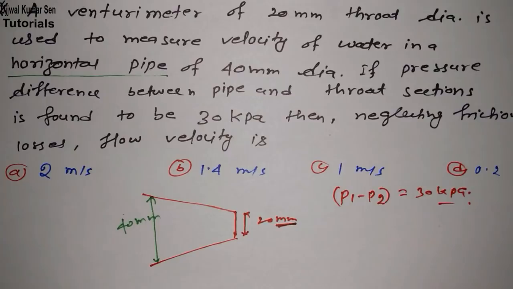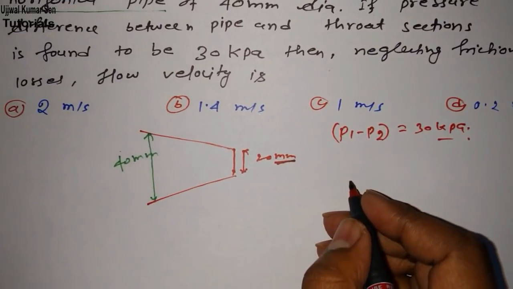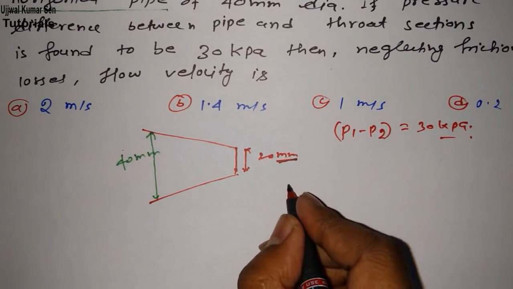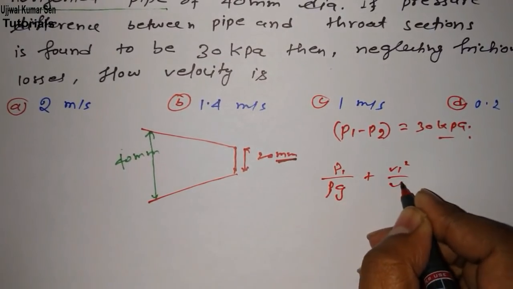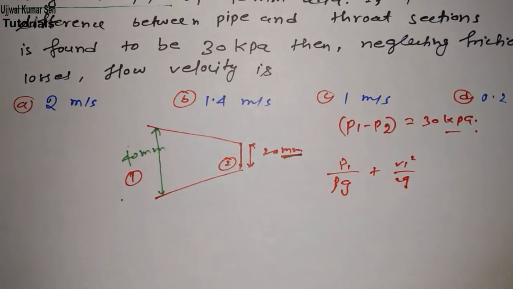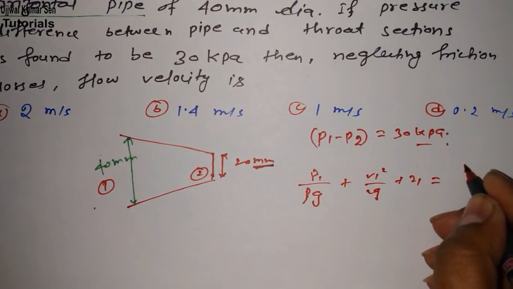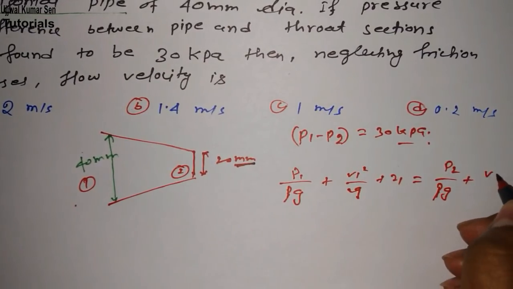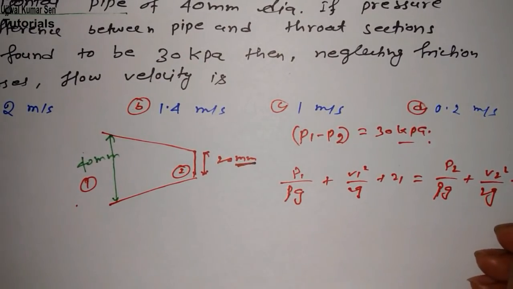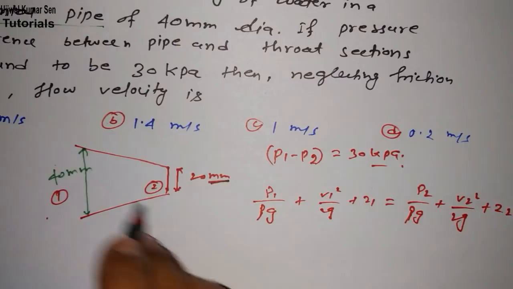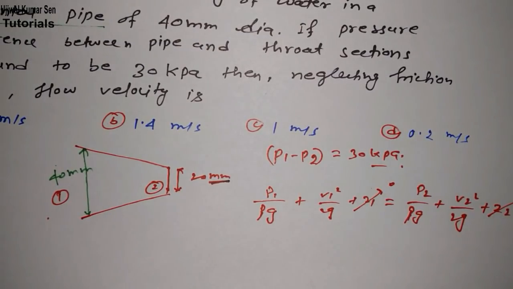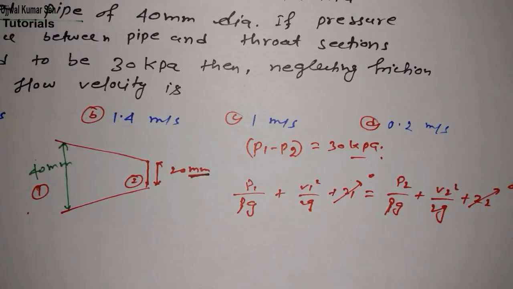that is V1. What is V1? For finding V1, we have two formulas, but the most important is Bernoulli's equation, that states P1 by rho g plus V1 square by 2g plus Z1 is equal to P2 by rho g plus V2 square by 2g plus Z2, because we have two sections here, section 1 and section 2. Because this is a horizontal pipe, Z1 is equal to 0 and Z2 is equal to 0, so we can cancel Z1 and Z2 because both are the same.